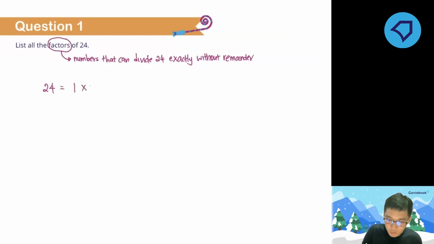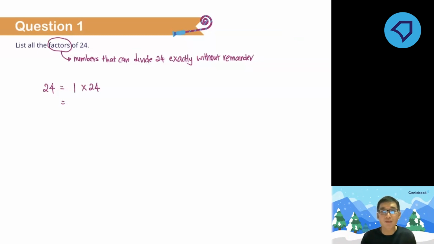I know that 1 times 24 gives me 24. So 24 can be divided by 1 exactly without a remainder. 24 can also divide 24 exactly without a remainder. So what do I do next? Have I finished listing out all the factors? No. We can always think of the next largest number after 1.